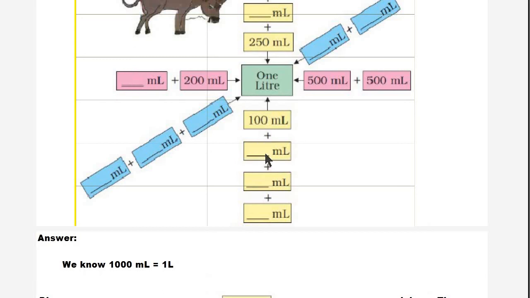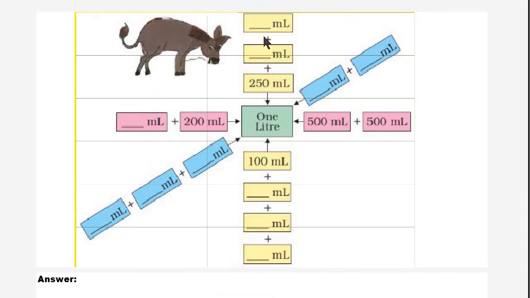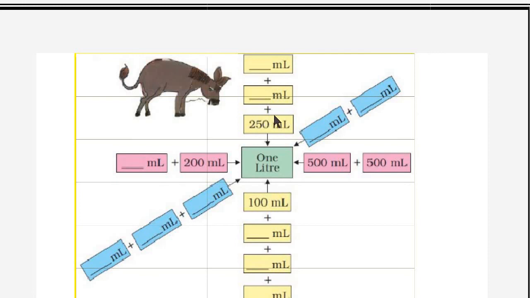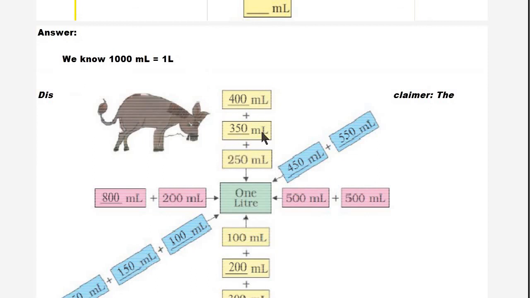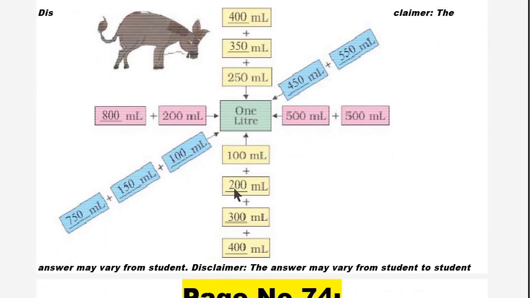Here 100 is given and in the 1, 2 and 3 boxes we have to arrange 900. Here 250 is given and in the 1 and 2 boxes we have to arrange 750. Here 5 boxes are given and we have to arrange them and make it 1 liter. So here 400, 350 and 250. Here we have to write 450 and 550, otherwise 500 and 500, whatever you write. Here 500 and 500 is given, so here 200 and 800. Here 100 is given, so 200, 300 and 400. Here 750, 150 and 100.